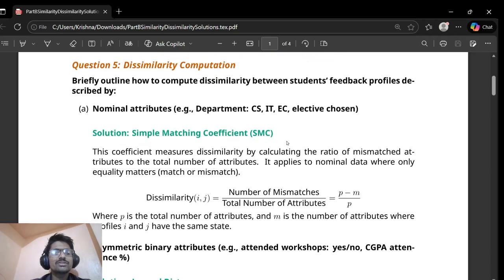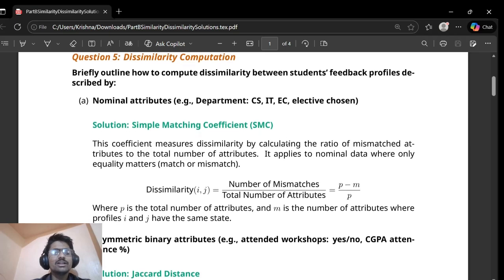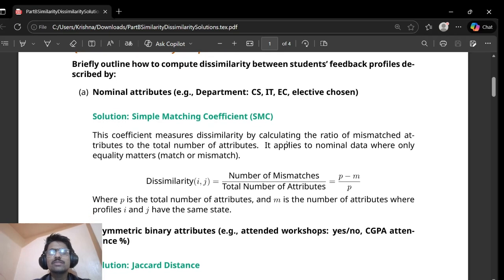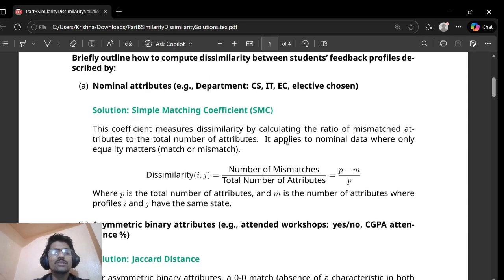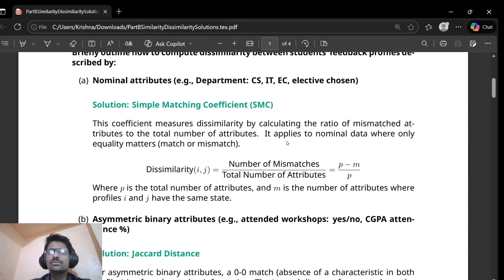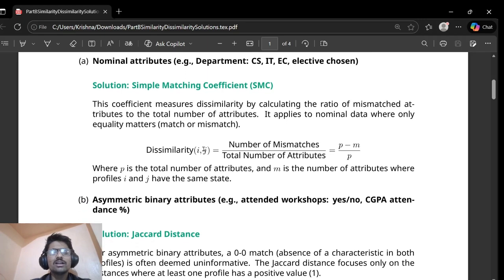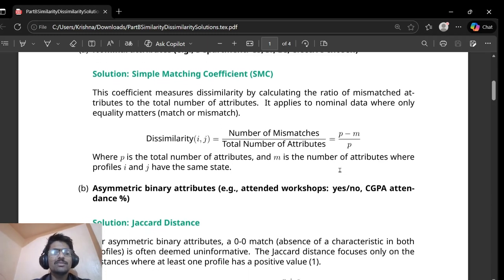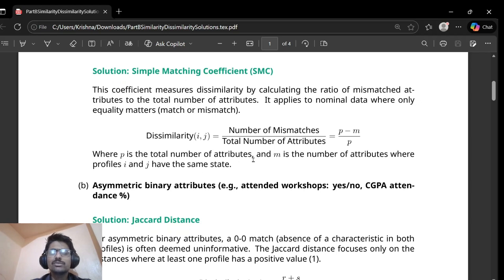So the solution is the simple matching coefficient, SMC. The coefficient measures the dissimilarity by calculating the ratio of mismatched attributes to the total number of attributes. It applies to nominal data where only equality matters: match or mismatch. Dissimilarity is equal to the number of mismatches divided by the total number of attributes, which is (P minus M) divided by P, where P is the total number of attributes and M is the number of attributes where profiles I and J have the same state.